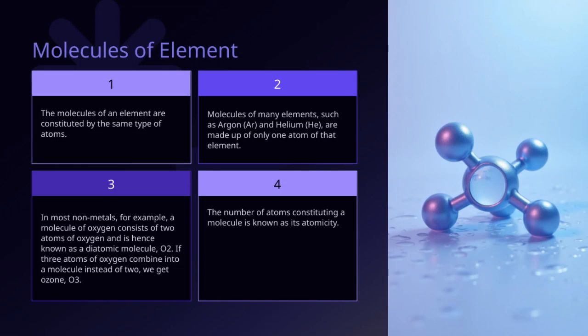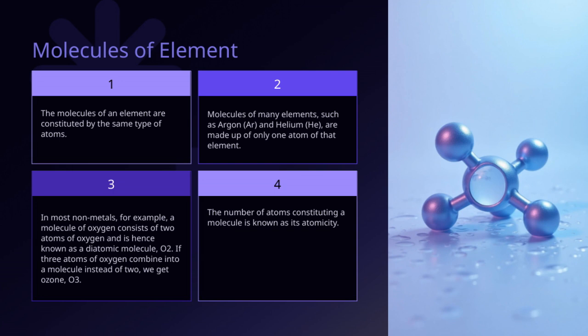This term refers to the number of atoms that make up a single molecule. It's a fundamental idea because it helps us understand the composition of different molecules. For example, some elements like argon and helium have molecules that are just a single atom. These are called monatomic molecules. You see, in these cases, the molecules consist of only one atom, so their atomicity is 1.